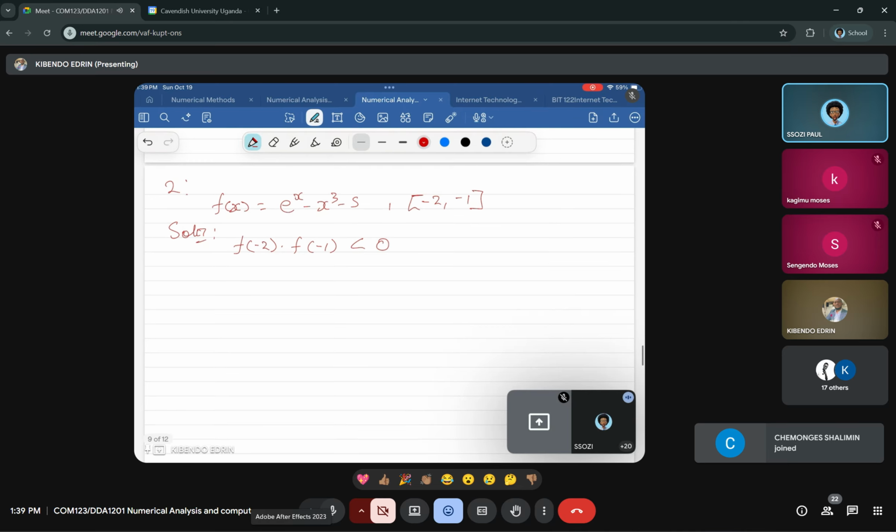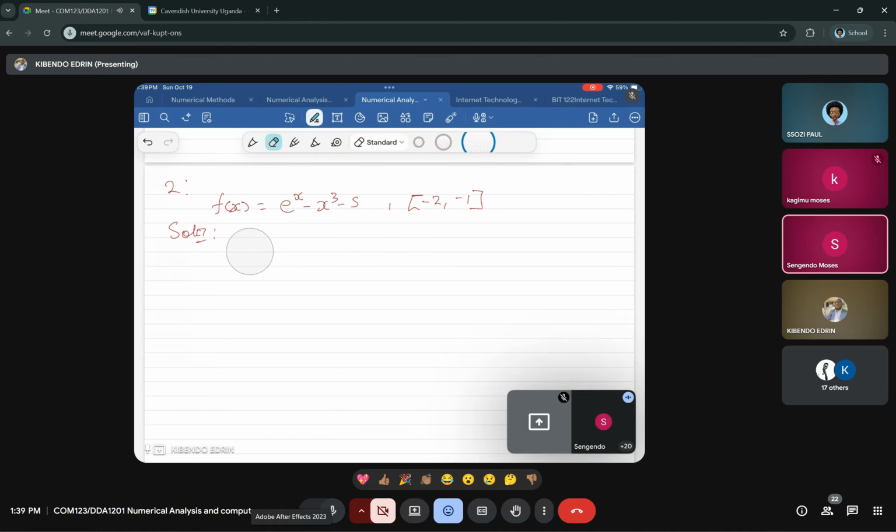Okay. And also, when we have that equation true, it means that the root is there. Therefore, we should continue. But if it is not true, it means that the root is not there. Therefore, there is no need of continuing. You can continue. So now we write for proper documentation.